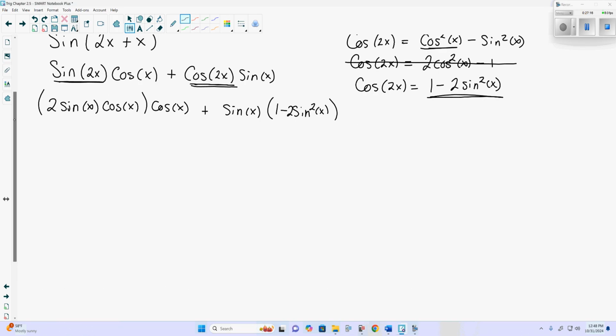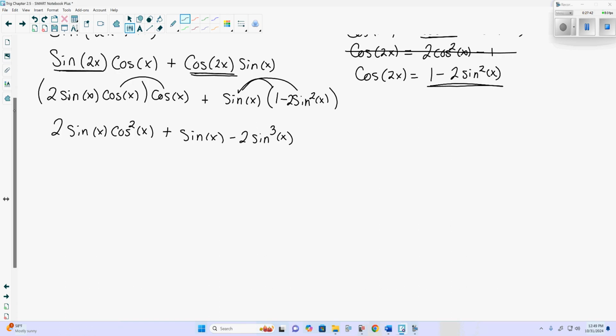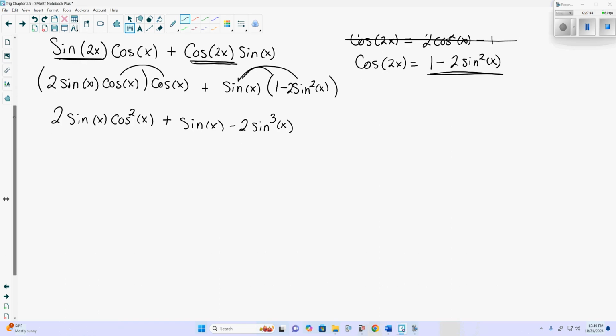Now the first part of this, we can multiply this out, which will tell us that we have 2 sine of x cosine squared of x plus, here we can distribute the sine of x. Sine of x times 1 is sine of x. Sine of x times negative 2 sine squared is going to be negative 2 sine cubed of x. So we almost have it all in terms of sine. We just have that cosine squared, yes?